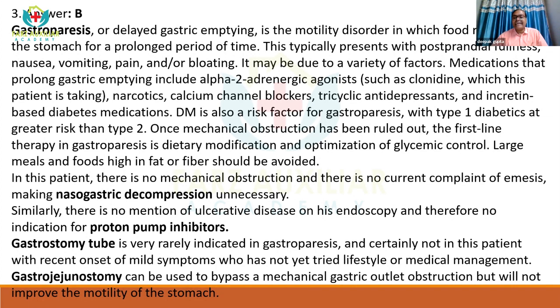Gastrostomy tube is very rarely indicated in gastroparesis and certainly not in this patient with recent onset of mild symptoms who have not yet tried lifestyle and medical management. And the last one was the surgical option, that is the gastrojejunostomy, which can be used to bypass a mechanical gastric outlet obstruction, but will not improve the motility of this stomach.